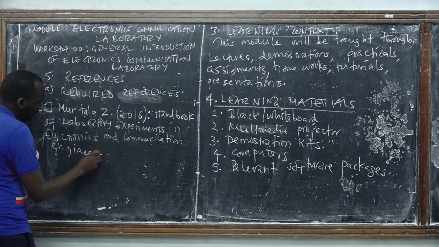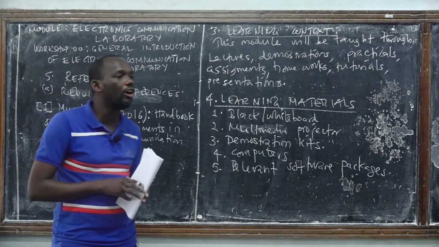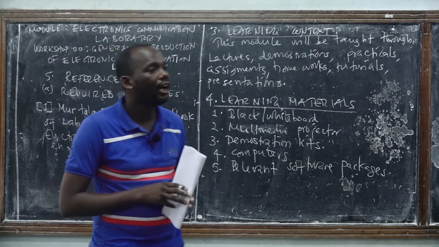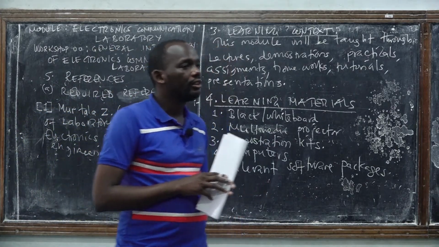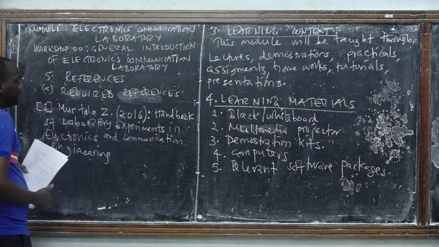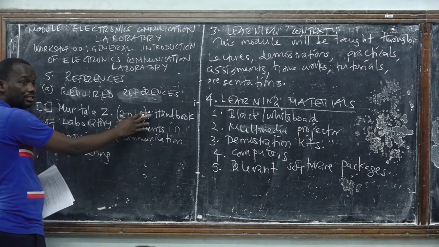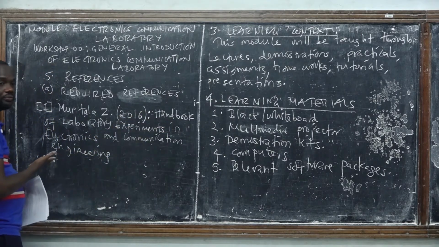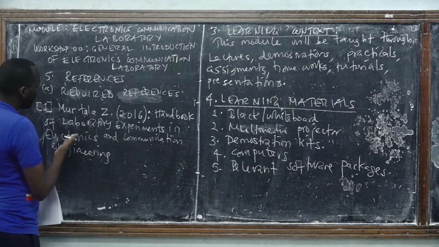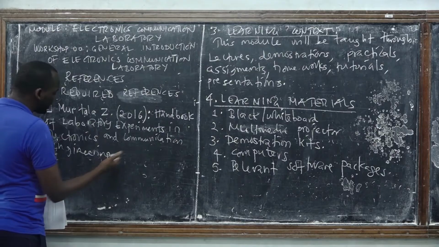So this is the standard way: you begin with the name of the author. Then you come to the year of publication, in brackets, in parentheses. Then the name of the book. The name of the book is the Handbook of Laboratory Experiments in Electronics and Communication Engineering.